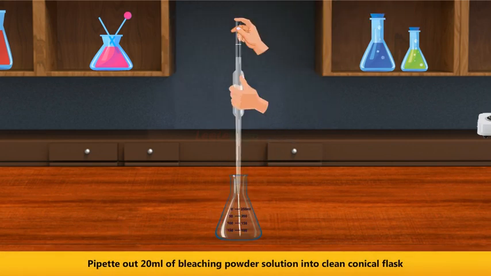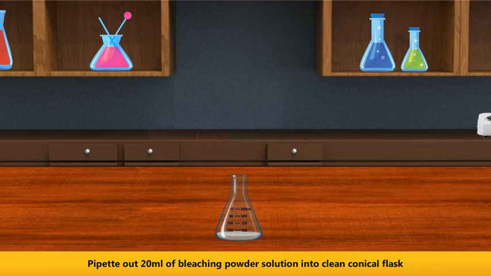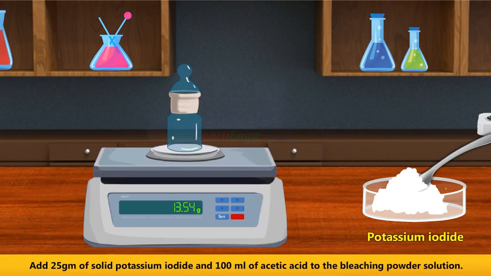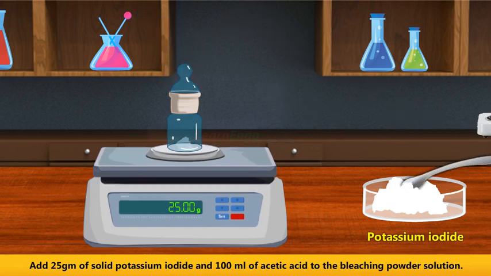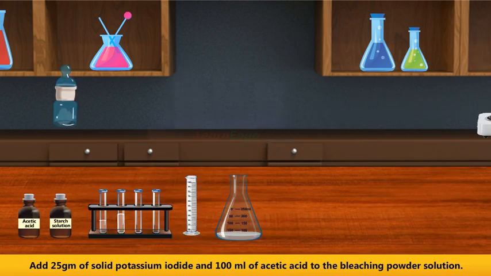Pipette out 20 ml of bleaching powder solution into a clean conical flask. Add 25 gram of potassium iodide and 100 ml of acetic acid to the bleaching powder solution.